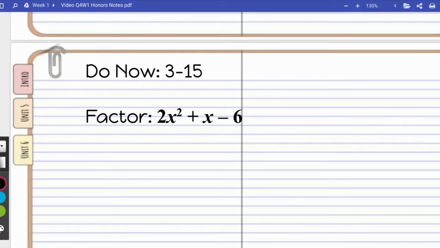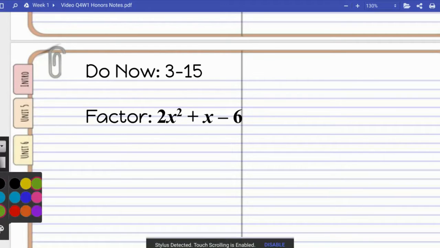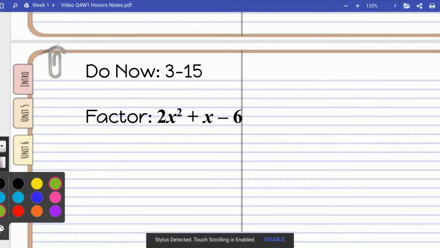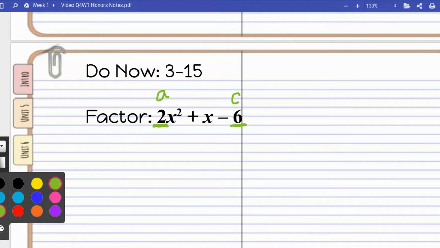Okay, today's note's 315. Let's just start off with our do now, which is factoring. We have lots of ways to factor. The way we've been kind of working on in class is what I would call the 5-step method. The first thing you do is take the A and the C and you multiply them together. A times C, that's 2 times -6, is -12.